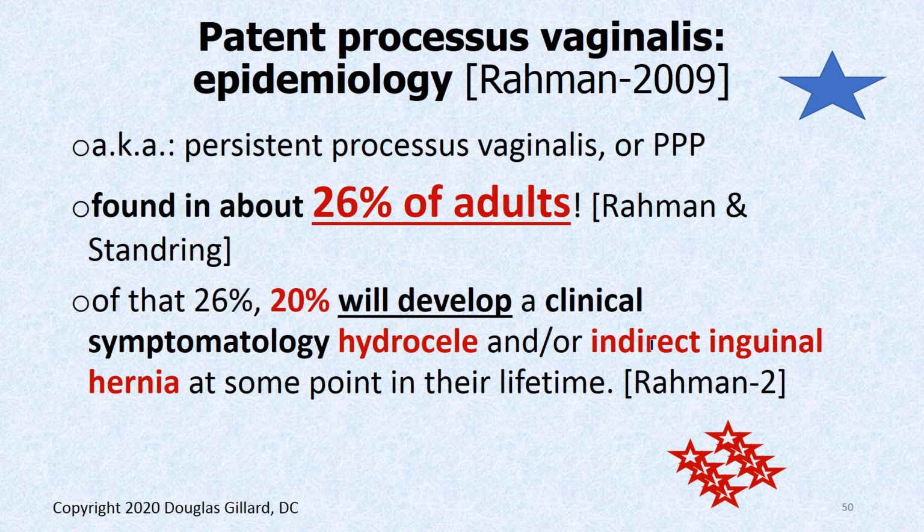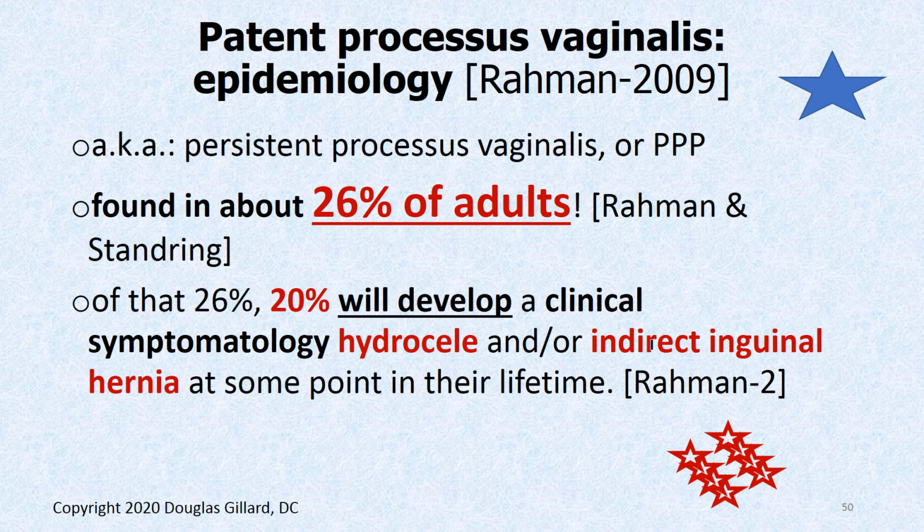And we already said, well, here's just some more different source. About 26% of adults have one, and this is according to Standring, which is a board book. And of that 26%, 20% of them, so about a quarter of them, will develop at least a hydrocele.